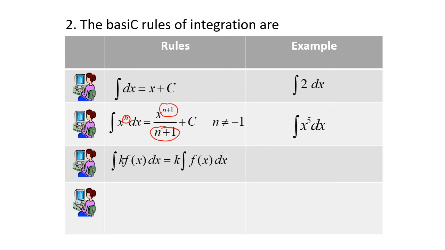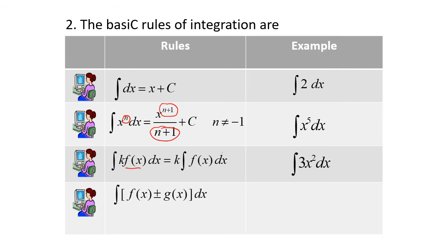Next, the integration of k f(x) dx is equal to k times the integration of f(x) dx. In this case, f(x) is a function and k here is a constant. So you may factorize k in this case. The example here is the integration of 3x squared dx.